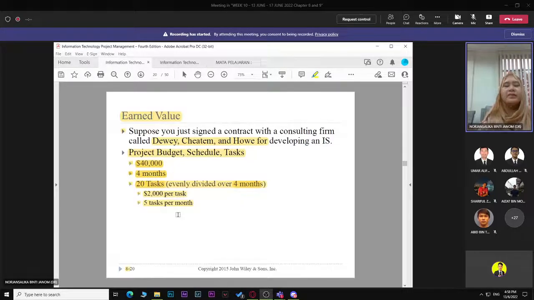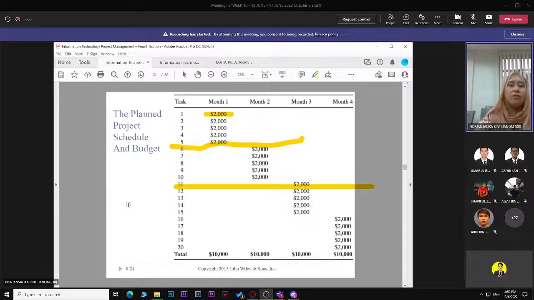So basically, based on these 20 tasks, for easy calculation for the students, we divide evenly. 40,000 divided into 20 tasks, there will be approximately 2,000 per task. And for these 20 tasks over 4 months, approximately 5 tasks per month. Okay, this is the condition.